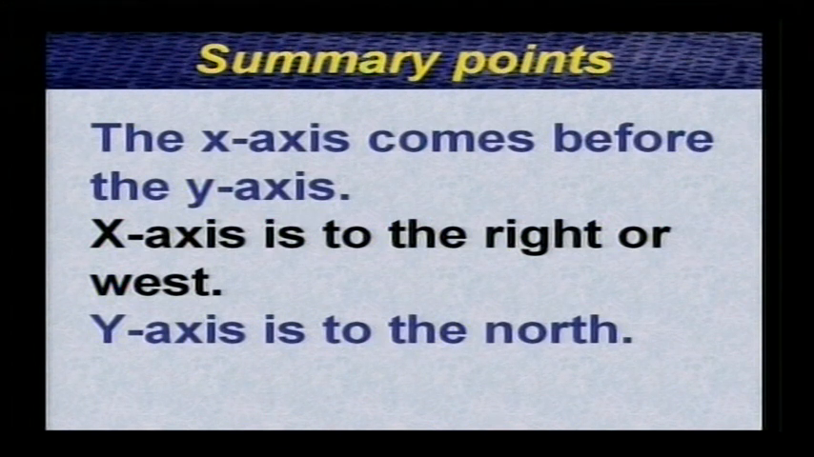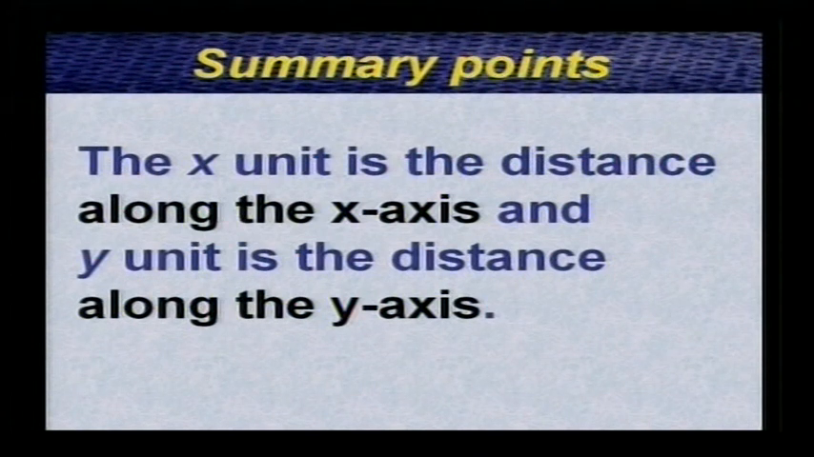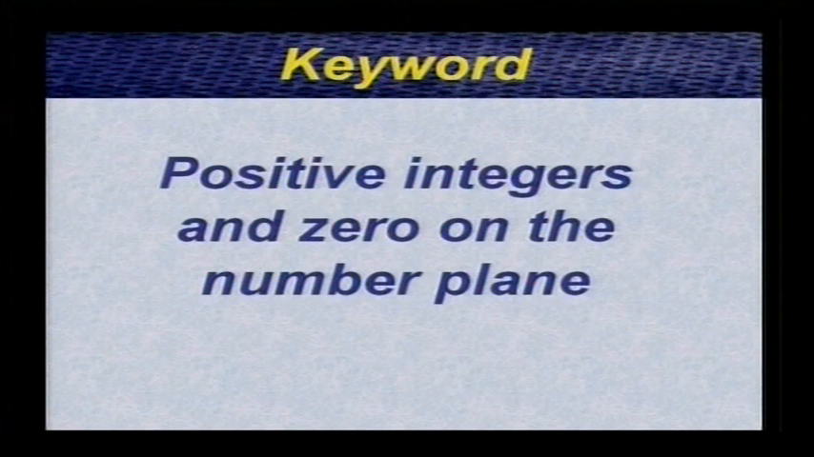Okay, we've got our summary points from the PowerPoint. The x-axis comes before the y-axis. X-axis is to the right or west. Y-axis is to the north. The x unit is the distance along the x-axis, and the y unit is the distance along the y-axis. Those are our summary points for today's lesson. Our keyword for today's lesson, positive integers and 0 on the number plane.